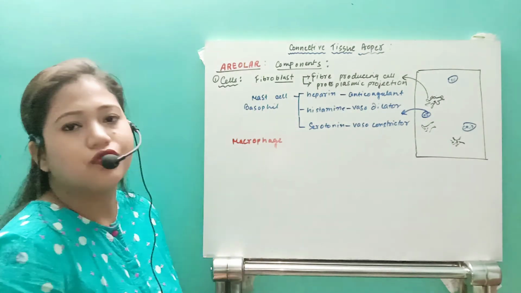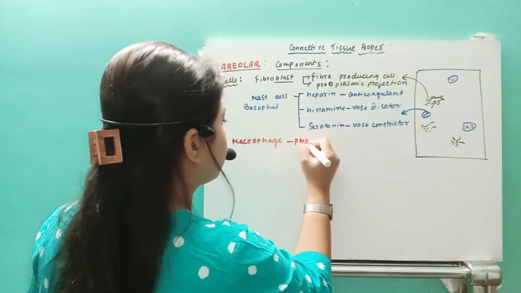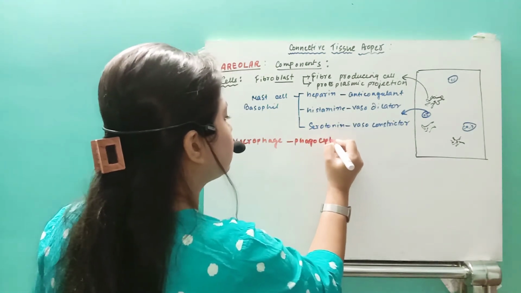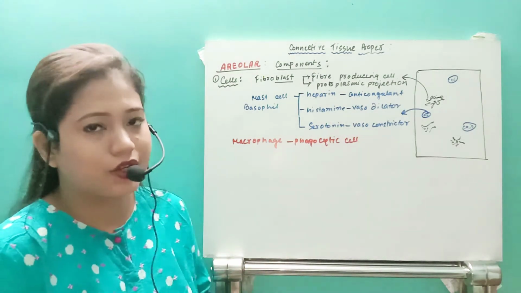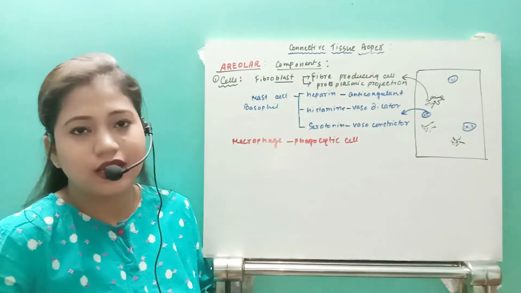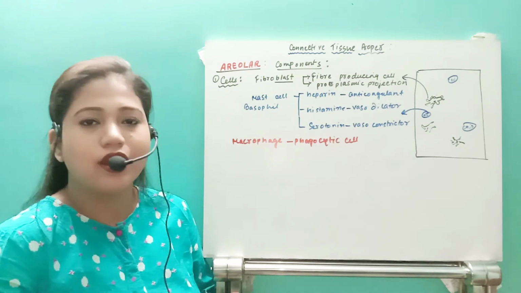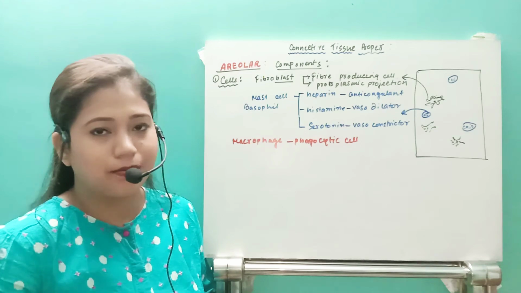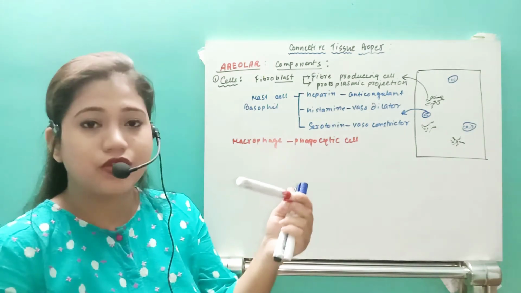This macrophage is a phagocytic cell. Now what is a phagocytic cell? Phagocytic cell means, suppose you have an infection. Suppose a foreign particle enters inside your body. It reaches, suppose, the blood vessel or somewhere in the tissues. Then what will happen? This macrophage, suppose this is the foreign particle that enters inside your skin.